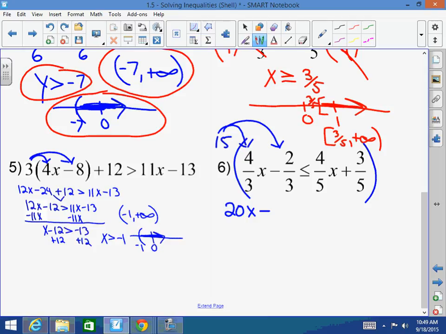Minus 15 times 2 is 30, divided by 3 is 10. Less than or equal to. 15 times 4 is 60, divided by 5 is 12x. Very good job, guys. And 15 times 3 is 45, divided by 5 is 9. Now what, gentlemen? Subtract the 12x.